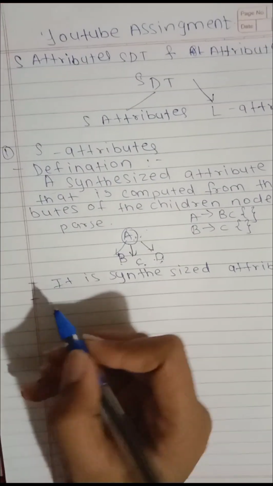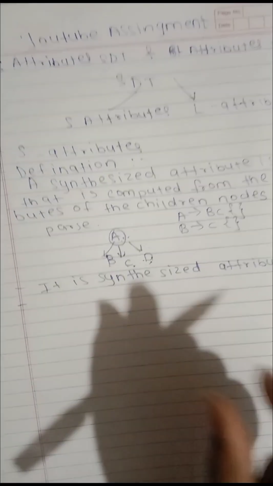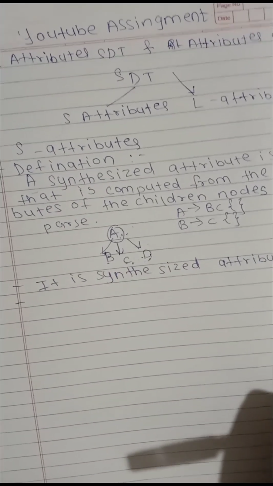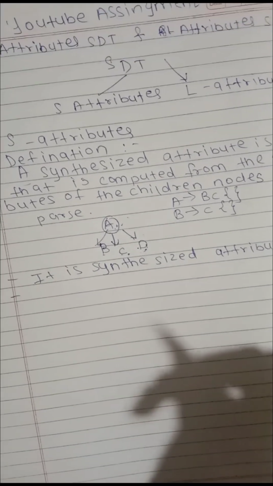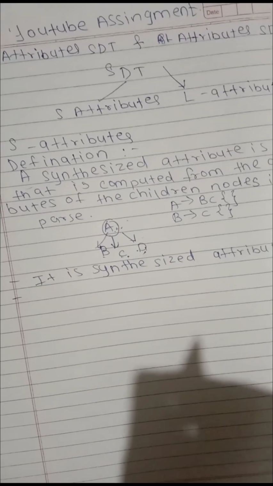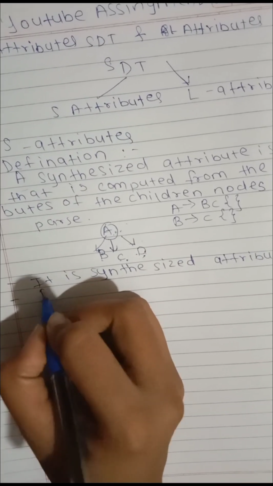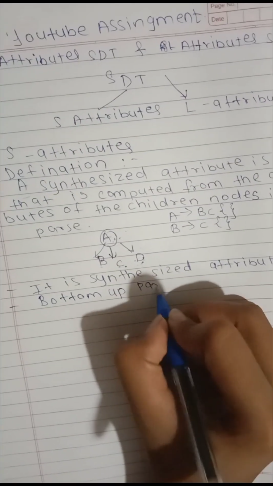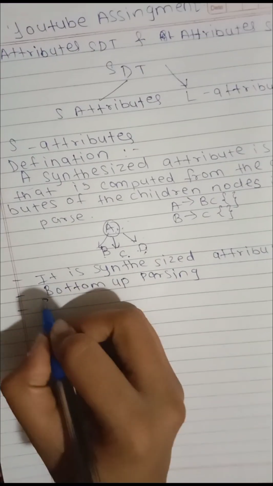And in S attribute, the bottom up parsing technique is used, like LR parsing type, and it is very easy to implement using the post order traversal of the parser tree. Let's write it. Bottom up parsing and easy to implement.